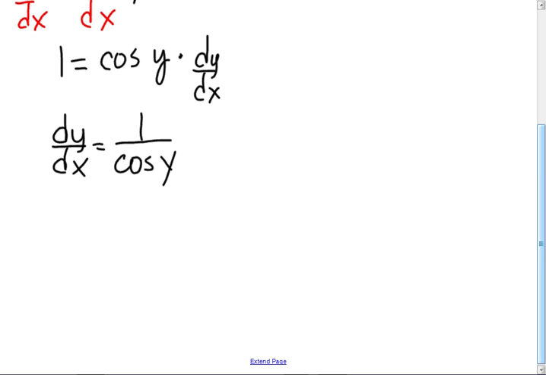That is not an okay answer. We need x's in there because we want to find the derivative of the inverse sine. I don't want any y's in there. Remember, y equals inverse sine of x. Okay, let's just draw the picture.